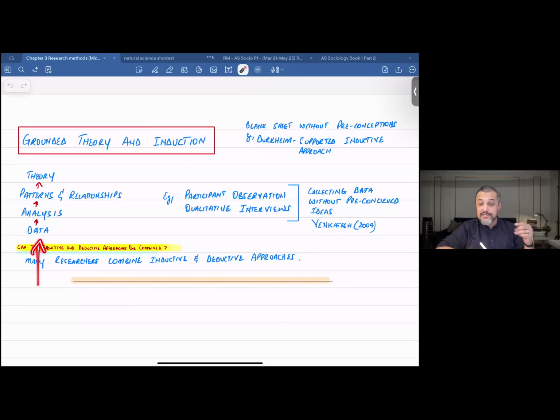So this is how it starts. It starts from scratch. It starts from the base. It starts from the ground. You start collecting data. Based on that data, you come up with an analysis. Through that analysis, you form patterns and relationships. Based on that, you move on towards theories.